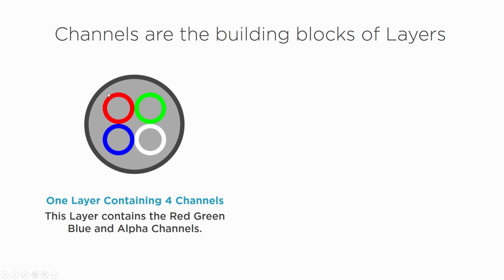So I've got a red channel, a green channel, a blue channel, and an alpha channel, all living in this one layer, and that layer would be RGBA. And you may remember back when we were looking at Nuke and looking through all the different ways we could view things, oftentimes we would choose the RGBA layer to view. Now, this has 4 channels: red, green, blue, and alpha.